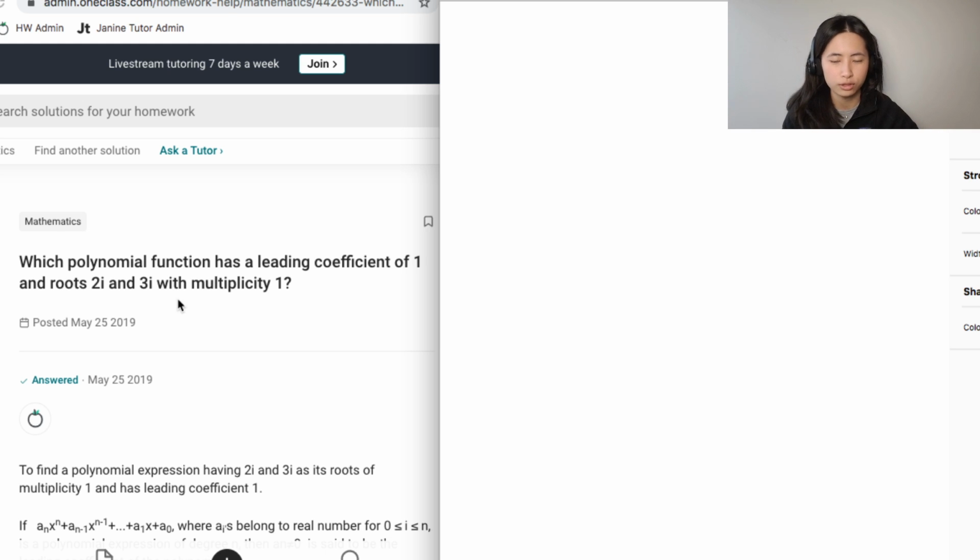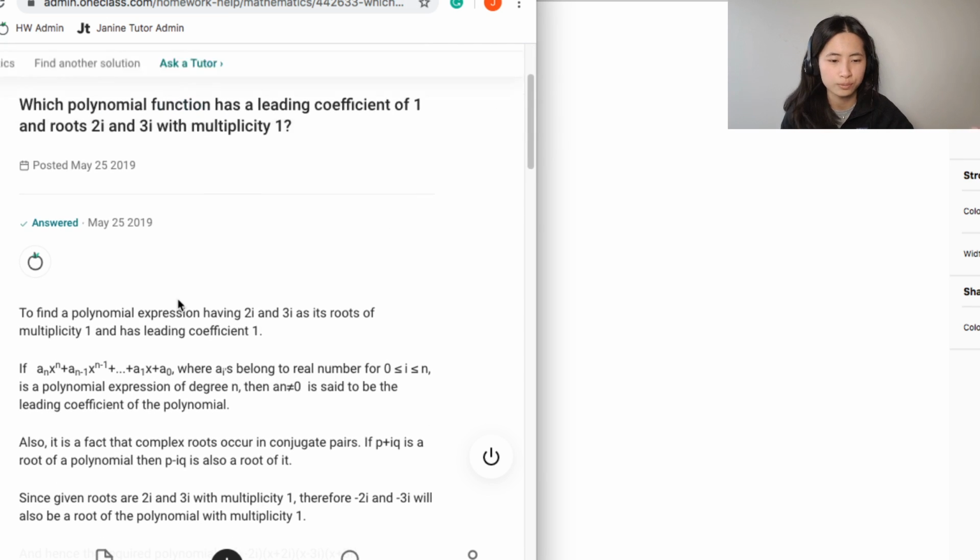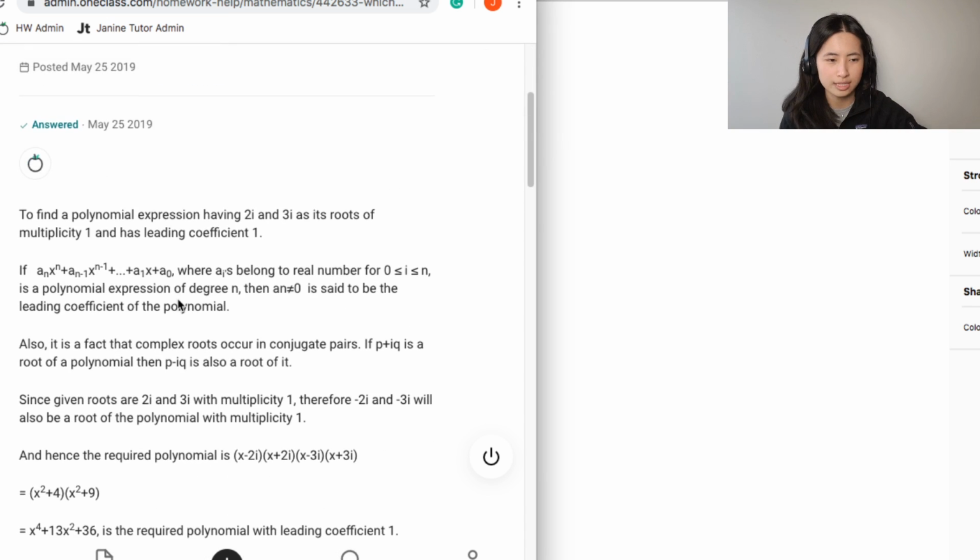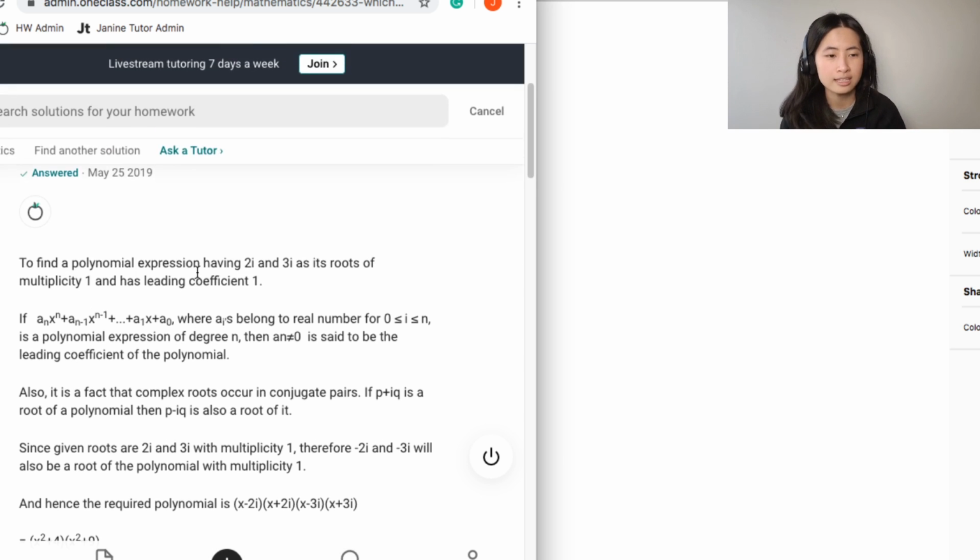Great. So for the first question, it says which polynomial function has a leading coefficient of 1 and roots 2i and 3i with multiplicity of 1? Okay, so what I'm going to do is I'll read through the solutions that they presented on homework help, and I'll verify whether it's right or wrong and give you some of my tricks.